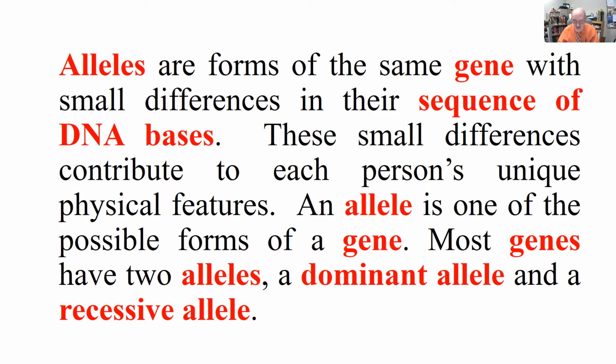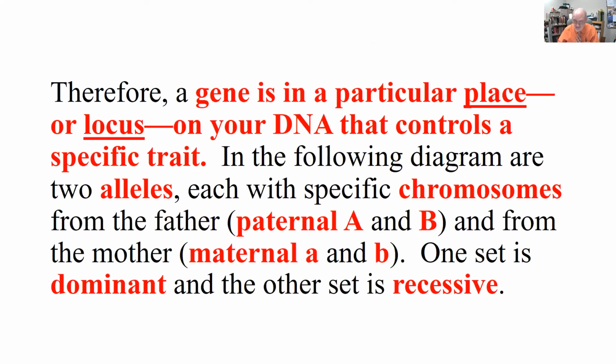An allele is one of the possible forms of a gene. Most genes have two alleles, a dominant allele and a recessive allele. Therefore, a gene in a particular place, or locus, that's the Latin word for place, on your DNA controls a specific trait. In the following diagram are two alleles, each with specific chromosomes from the father, paternal, capital A and capital B, and from the mother, maternal, lowercase a and lowercase b. One set is dominant and the other set is recessive.